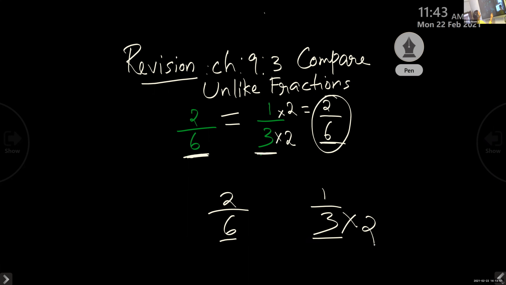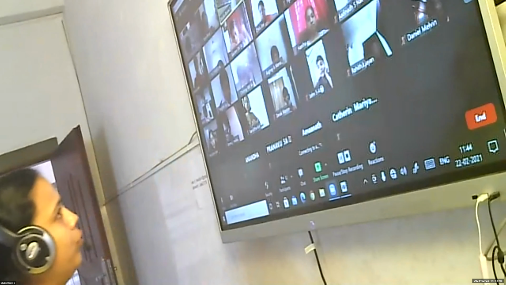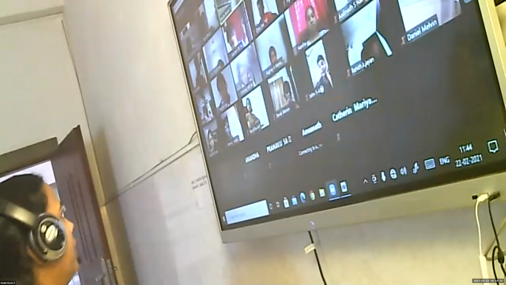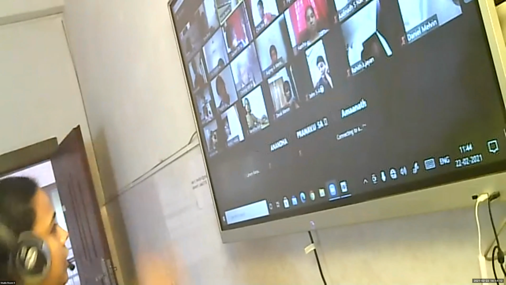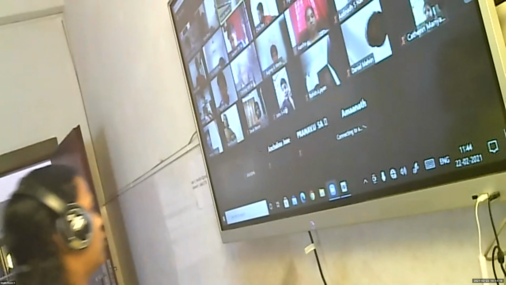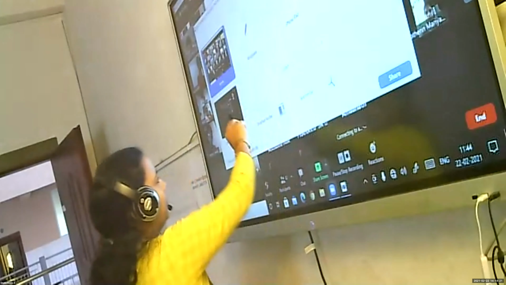If you are multiplying the denominator by a number, you should multiply the numerator by the same number itself, because we already discussed equivalent fractions. If you are multiplying the numerator by 2, the denominator should be multiplied by 2. We cannot multiply the numerator by 10 and the denominator by 2. No, by the same number. So they are equal. Some children have a doubt here.